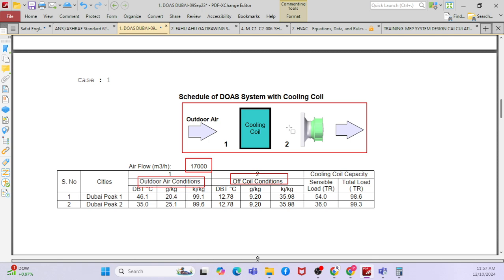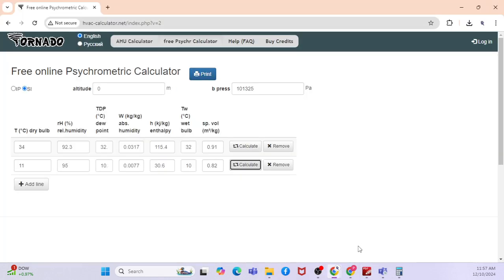Okay. So now you know the delta T. If you know these two conditions, condition 1 and condition 2, then you can go to the psychrometric chart and calculate.